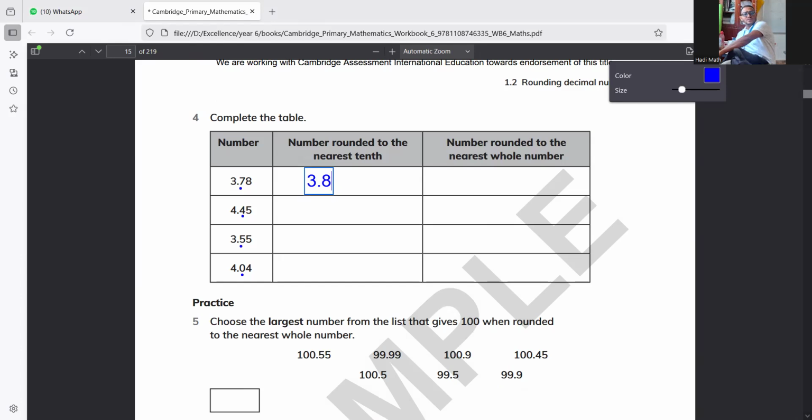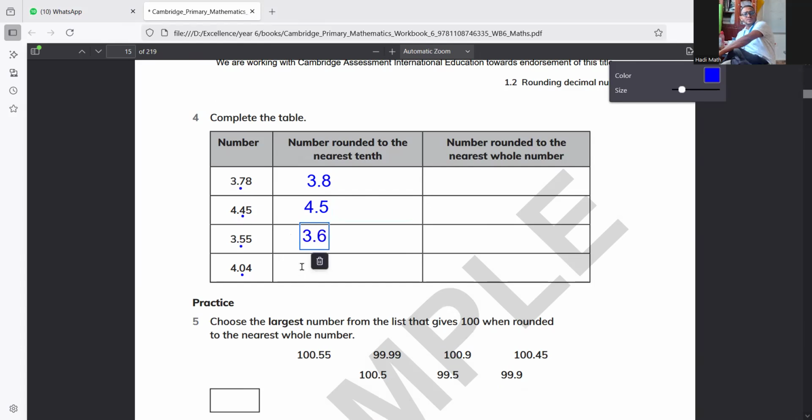Then go to the second one. Here you've got what? You've got 4.45. The 10th is 4. On the right of the 4, you have 5. We say 5 and more, we add. It's going to be 4.5. Then let's go to the one after. This one is 3.55. Look, the number on the right of the 10th is 5. It's going to be 3.6.